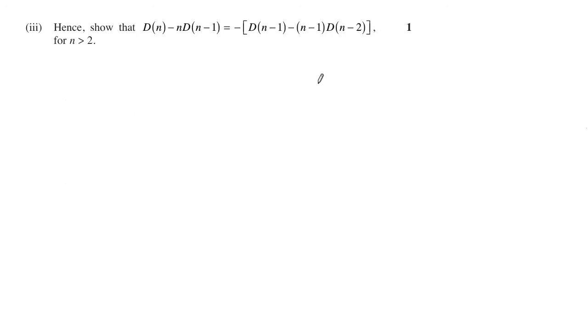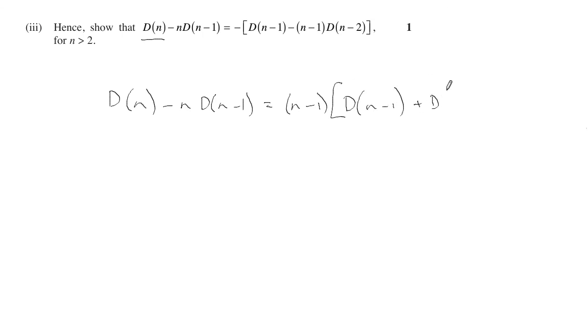Part 3. All we have to do with this one is replace the d of n with the formula that we worked out in part 2, which was n minus 1 times d of n minus 1 plus d of n minus 2. And then just leave that as it is.